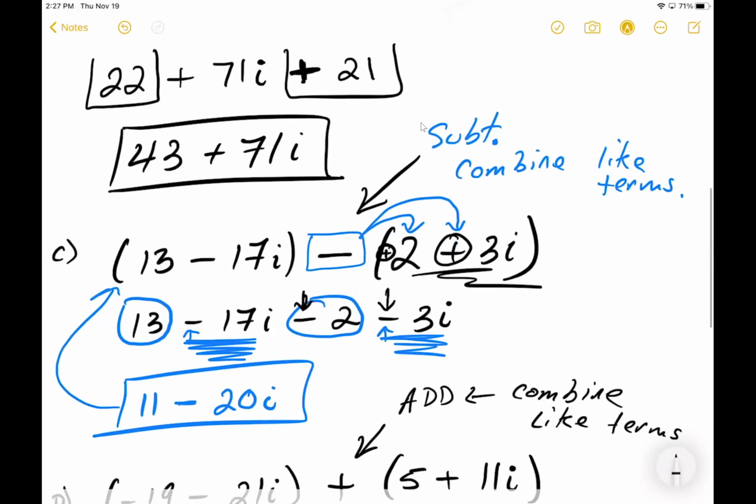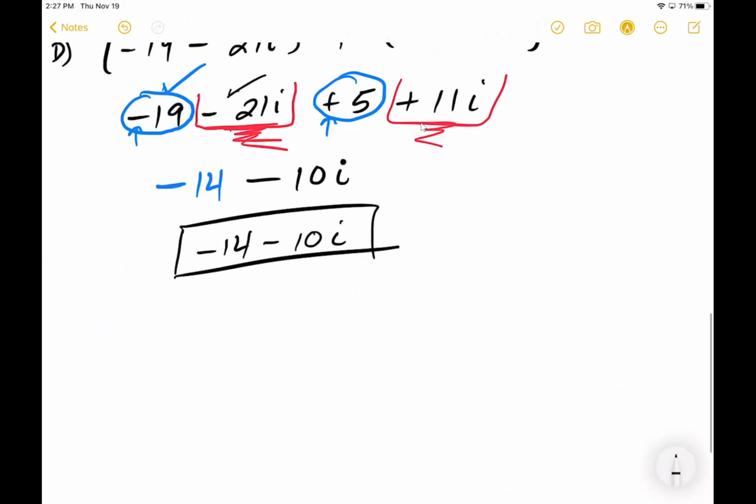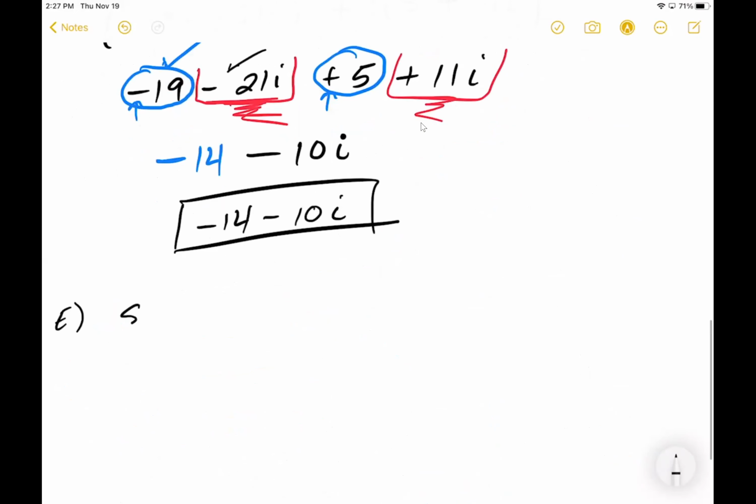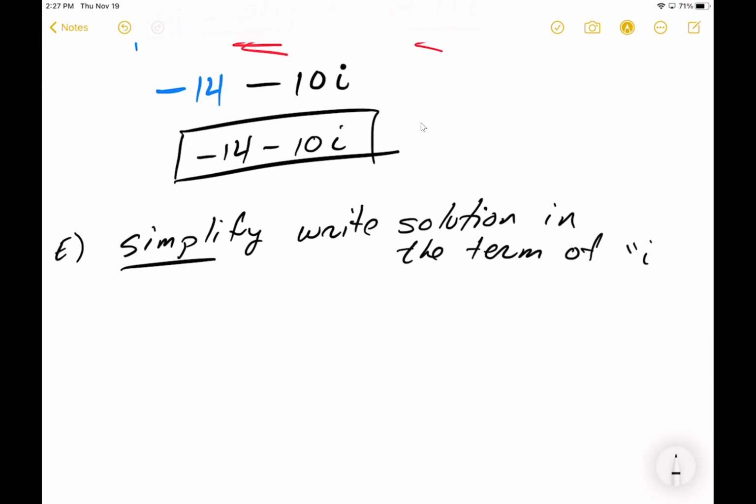How ironic. Now, the other problem, let's move our way backward. The other problem, they ask you to simplify. And what if they ask you to simplify and write the solution in terms of i? Meaning, let's say they give you this item here, the square root of a negative 90.